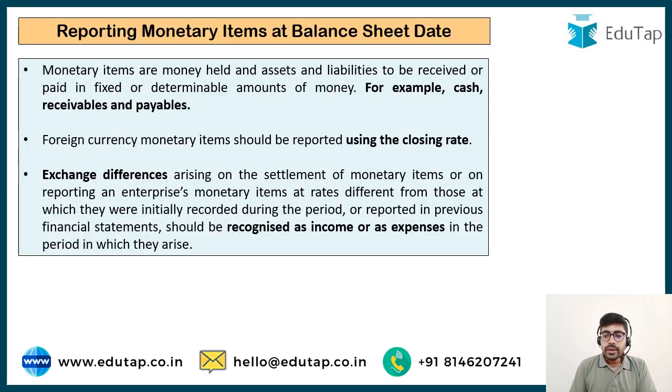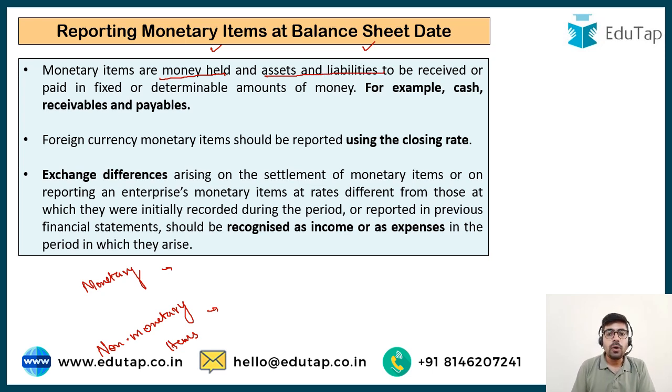So now let's learn about reporting monetary items at balance sheet date. At the balance sheet date, the accounting treatment is going to depend on whether the item is a monetary item or a non-monetary item. So there can be two types of items. This standard defines what is a monetary item. It is the money which you are holding, suppose any foreign currency which you are holding, and it also includes the assets and liabilities which are to be received or paid in cash.